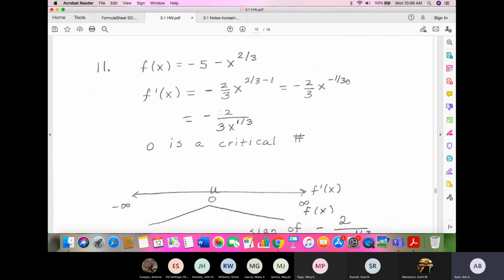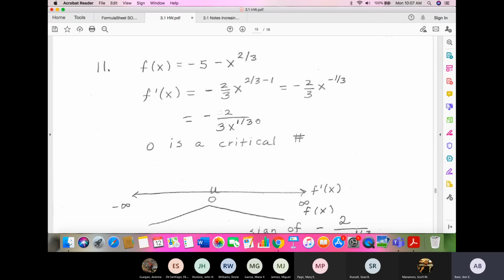I'm going to put this in the denominator right here. Move it to the denominator. It changes only the sign on the exponent. So we've got -2/3 right here. When this goes down to the denominator, the x stays the same, only the sign on the exponent changes, and it will change to +1/3.